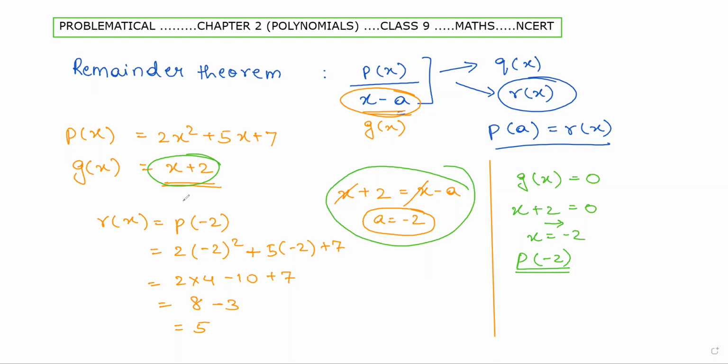Now here g of x is a linear polynomial. What happens if g of x is a quadratic polynomial? In that case, you'll have to convert that quadratic polynomial into factors which are linear in nature. This process is called factorization, which we will see next.